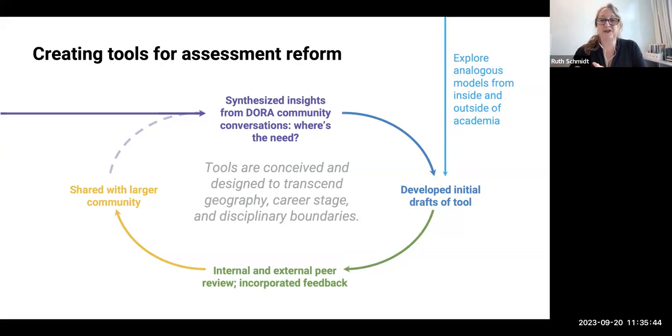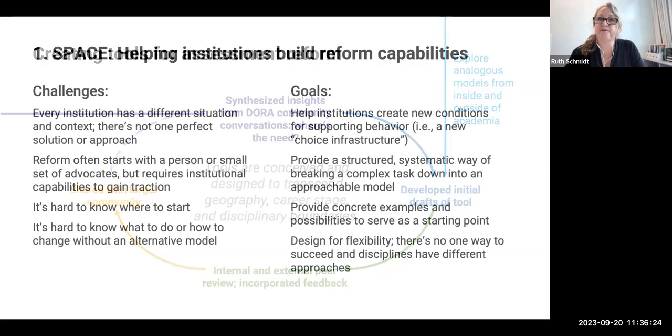And so you can see here, this loop means that it's not just participatory, but also iterative. So we often start with what we glean from the DORA community in terms of what's important and what's needed. We develop drafts and, of course, go through iterative processes to develop those, both with formal and informal and internal and external peer feedback. When we share those with the larger community, then those kick off a new cycle of how to improve them and how to continue them. But we're also inspired by things outside of research assessment reform. There are lots of interesting examples out in this world, and being able to take stock of those and see how they might help us think through the system is also an important aspect of this.